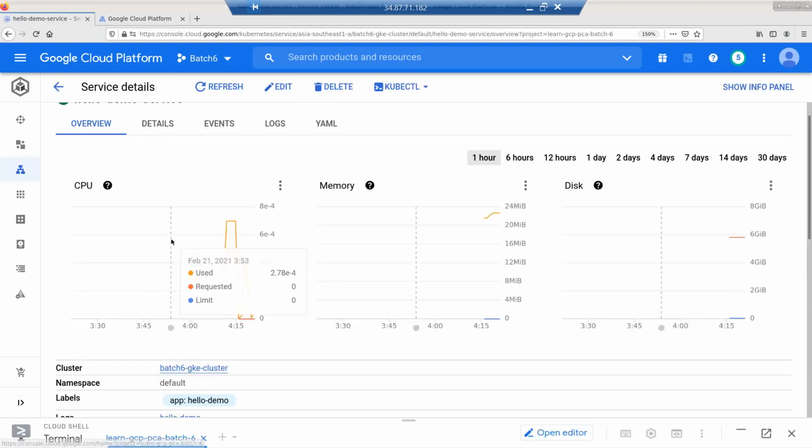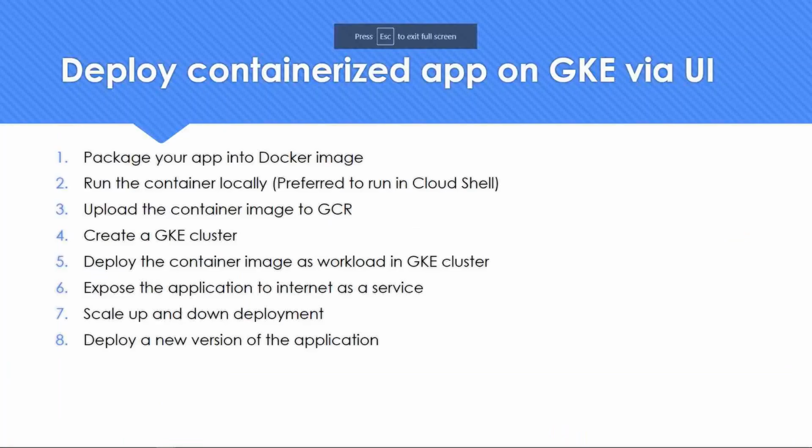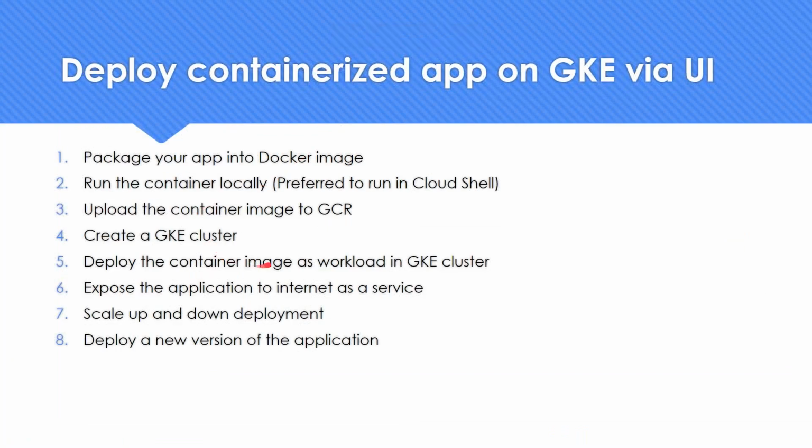So what we did basically was, if I just go back to my screen, created a Kubernetes cluster, deployed a container as a workload to our GKE cluster, and exposed the application as a service. Good, we exposed it. The last two things, I don't want to do now because it's going to be an overkill. I'm just going to stop here to answer any questions.